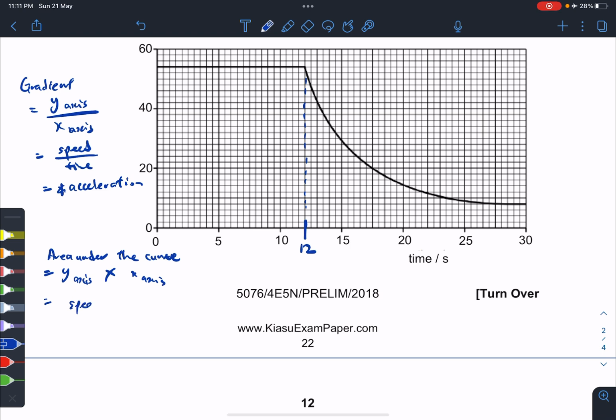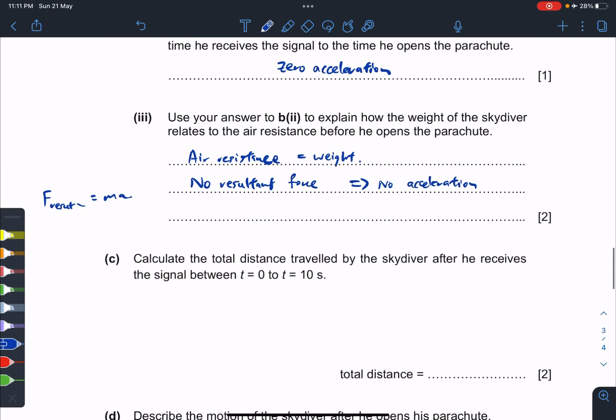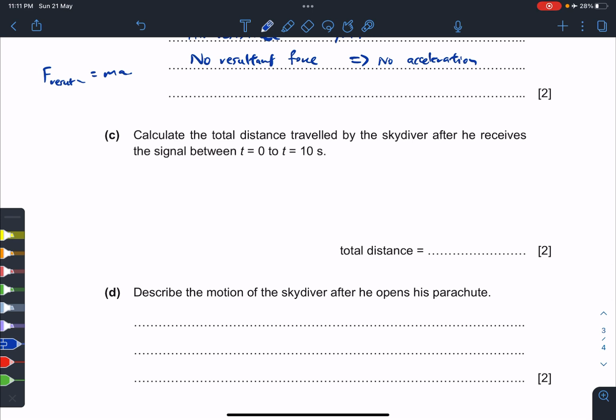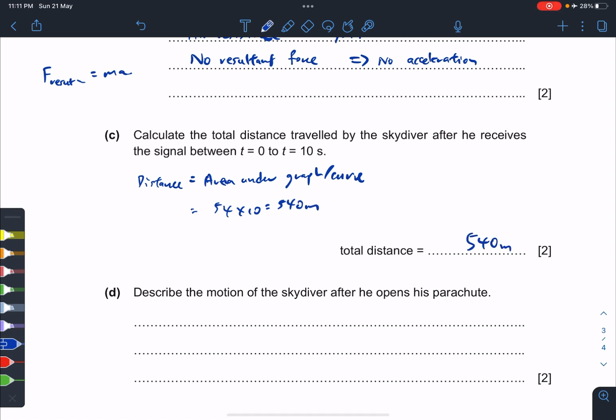Which is in this case speed times time gives you distance. Oh, the question is asking for distance. So it's just the area under the curve. Yep, so the distance here is basically the area under the graph, under the curve, whatever you call that. Which is just 54 times 10, equal to 540 meters. Units. Other than that, pretty straightforward.